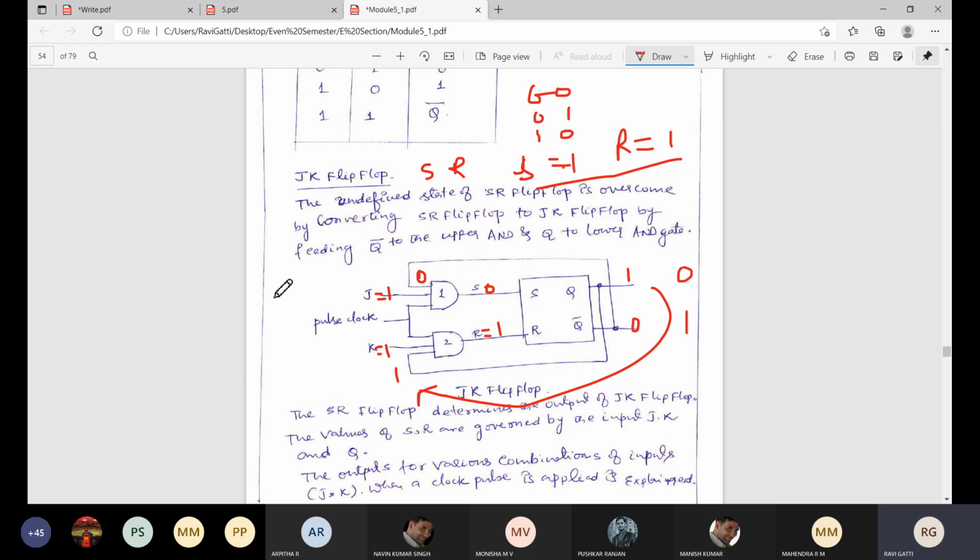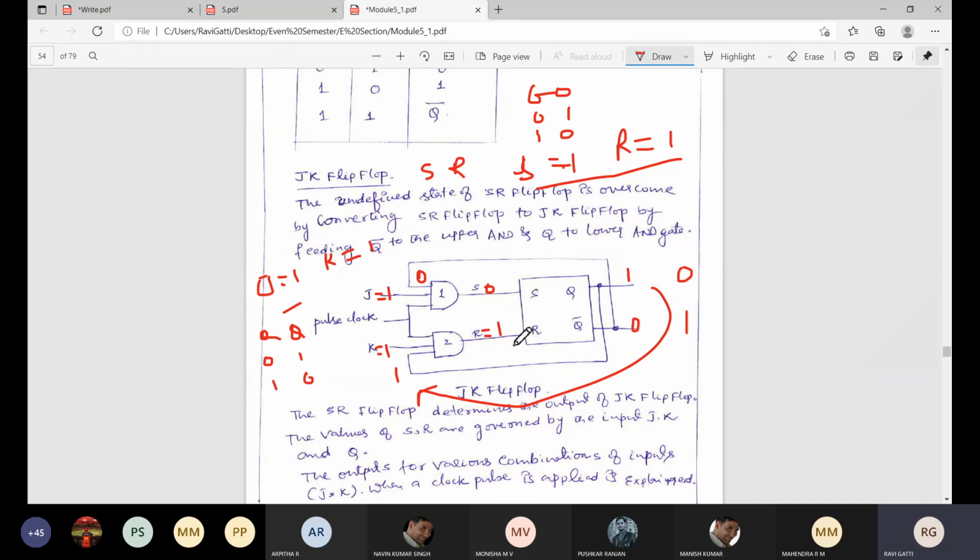When J is equal to 1 and K is equal to 1, your Q and Q bar will toggle with each other. If it is 0 it will change to 1, and if it is 1 it will change to 0. So Q and Q bar will be toggling with each other, because of the feedback we are giving.